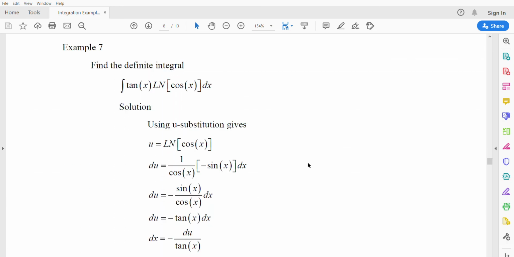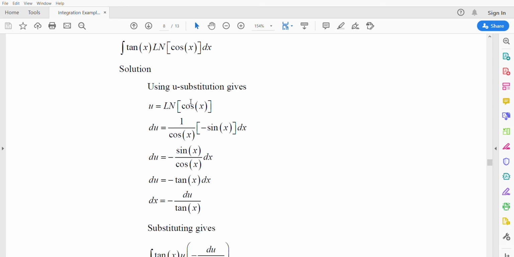All right, let's take a look at another one here. So example 7, find the indefinite integral of tangent of x times the natural log of the cosine of x dx. So using u substitution, I'm going to let u equal the natural log of the cosine of x. When I take the derivative of u, the derivative of natural log gives me 1 over cosine of x, and then times the derivative of the inside, the derivative of cosine is negative sine of x dx.